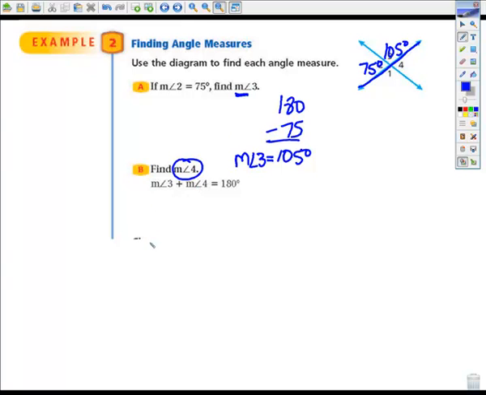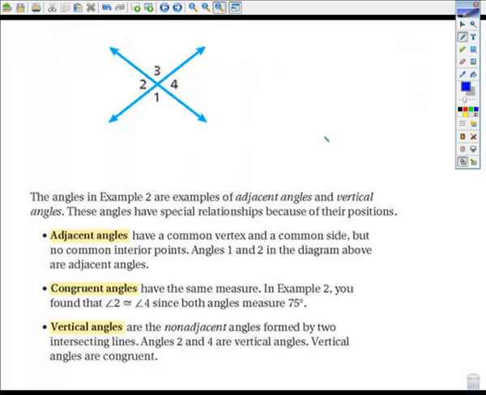Now they want us to find the measure of angle 4. Well, again, they're showing us here that angle 3 and angle 4, they make up this straight angle. So they must also add to 180. So if I take the 180 and subtract now the 105, I get 75 degrees. So the measure of angle 4 equals 75 degrees. And I'm sure you already have guessed that angle 1 is also 105. So we had 75 degrees here, 105 degrees, 75 degrees, 105 degrees.